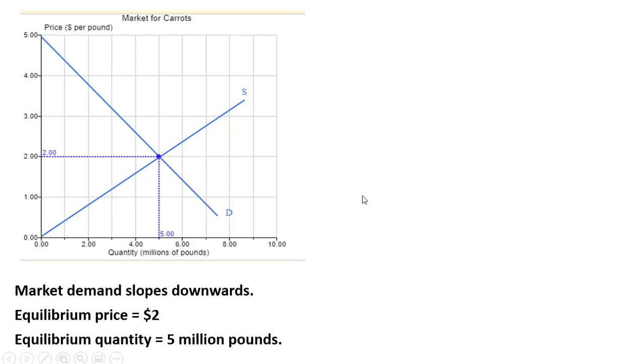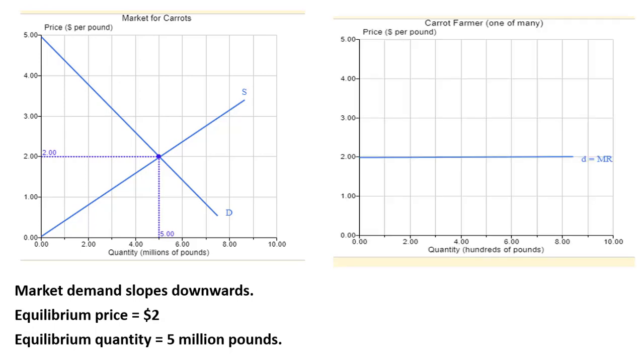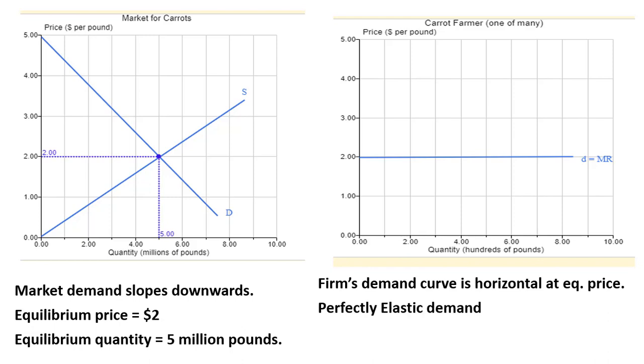Now let's look at a representative firm, a representative carrot farmer in this market. So here's a carrot farmer. This is just one of many. And this carrot farmer takes this equilibrium price as a given. So if we take this $2 and bring it across, what we have is the carrot farmer's demand curve. This is the demand curve facing the carrot farmer. So the firm's demand curve, the carrot farmer's demand curve, is going to be horizontal at the equilibrium price. We might also refer to it as a perfectly elastic demand curve.